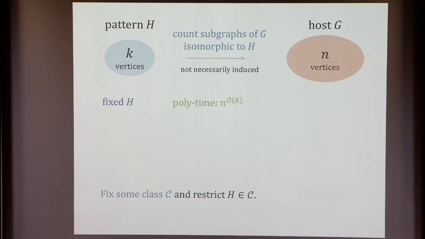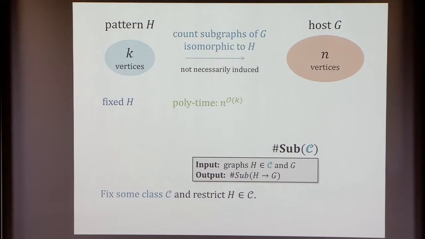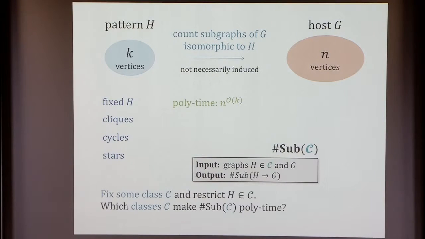This gives rise to the problem count sub C for a fixed class C, where the input is a pattern from your class, which is fixed, and you're given a host graph. And you just want to output the number of subgraphs of H in G. There are, of course, many classes that you can look at, like cliques, cycles, stars. And for each of these classes, we ask ourselves: which class makes the problem polynomial time solvable?